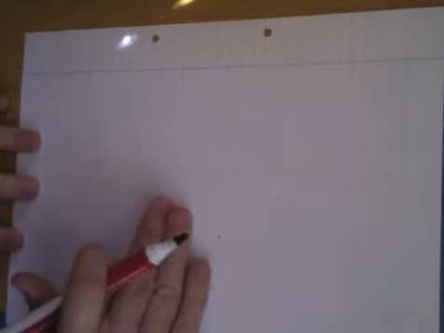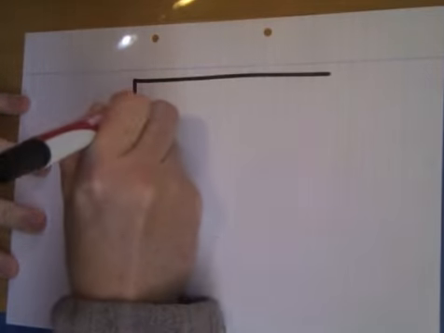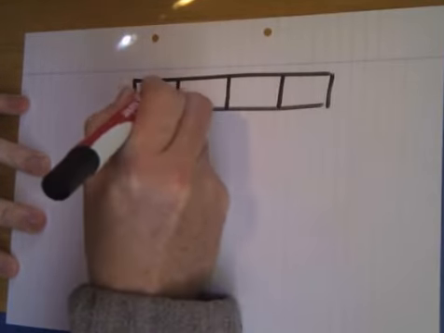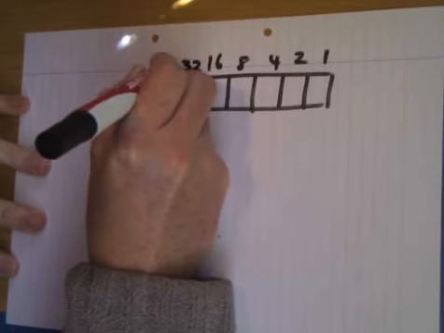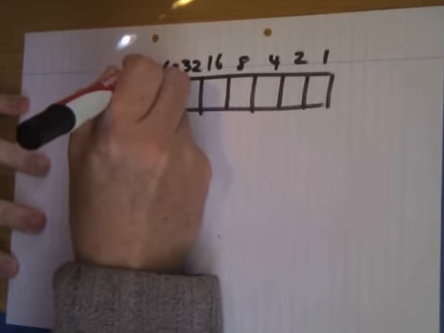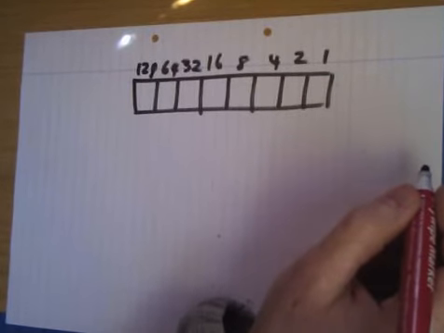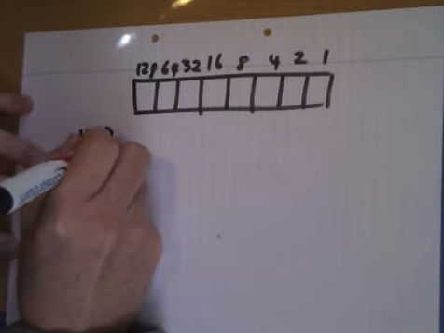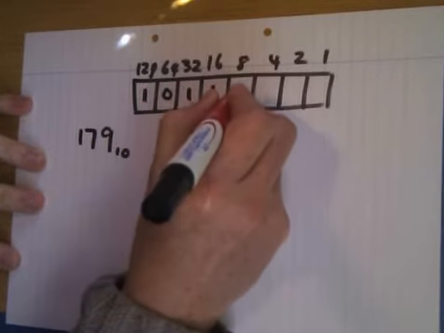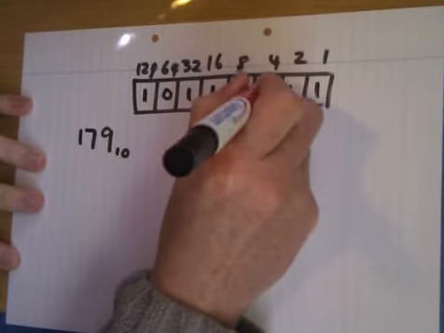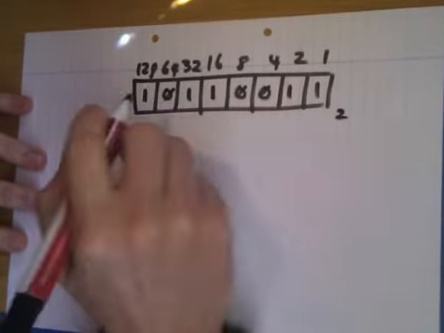I'm going to take a number. Here's a byte: 1, 2, 4, 8, 16, 32, 64, 128. Right, I'm going to take the number 179 base 10. Now that is 1, 0, 1, 1, 0, 0, 1, 1 in base 2. So if we saw that in memory, we would see 1, 0, 1, 1, 0, 0, 1, 1, and it would be like, oh my goodness.